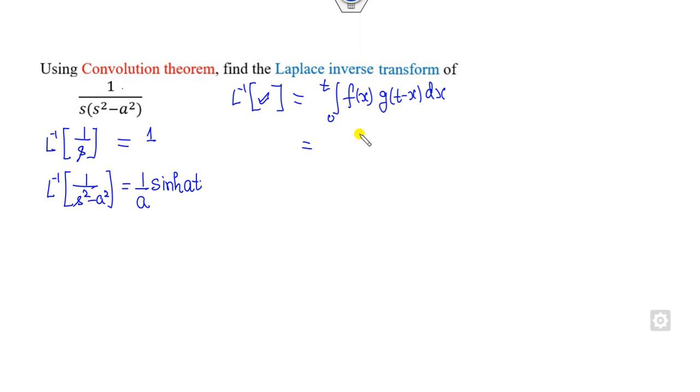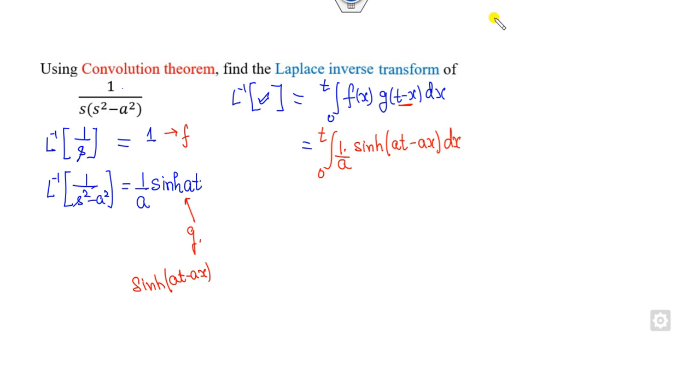Now you can choose either one of the f and either one of the g. If you choose this as g, then you have to replace it as t minus x. That means sine of at minus ax. Then the integration may take some time. So that's totally your choice, whether you want to take this or this. I can solve by both ways. Firstly, I can choose this as my f. So it is 1, it will be 1 over a sine hyperbolic at minus ax.